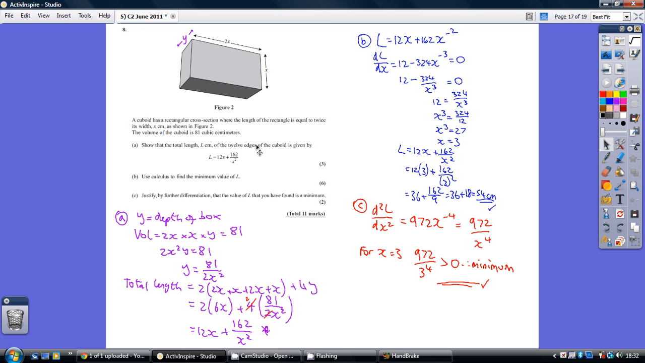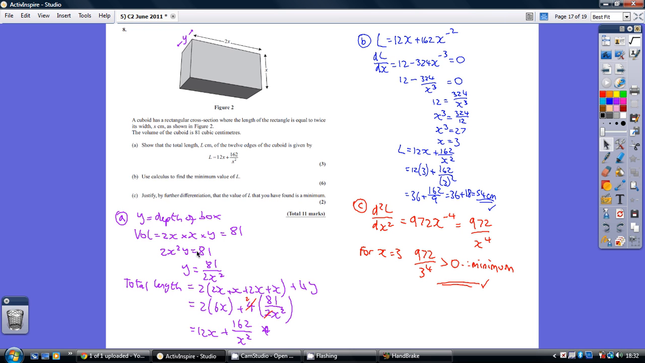So this part A, this problem solving. We're told that the volume is 81. Okay, so let's call the depth of the cuboid y. So the volume is going to be 2x times y, and we're told that that is 81. So 2x times y is 81.